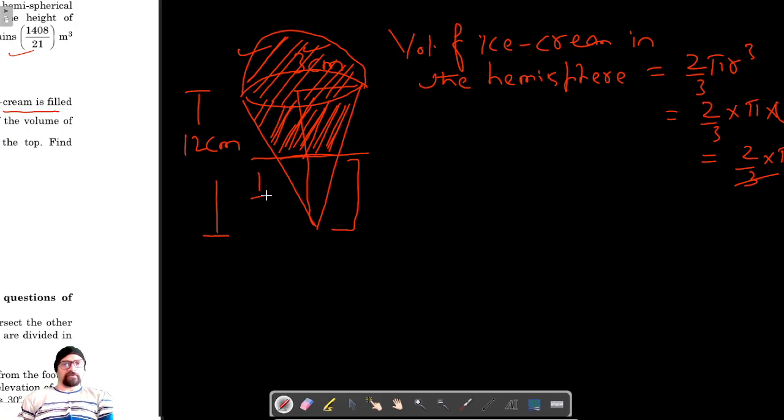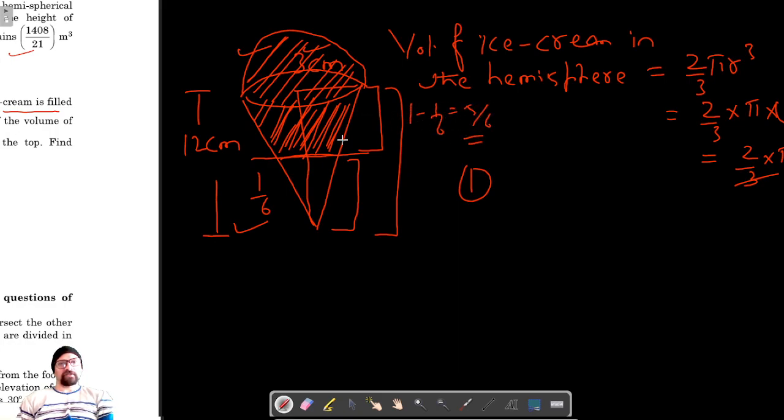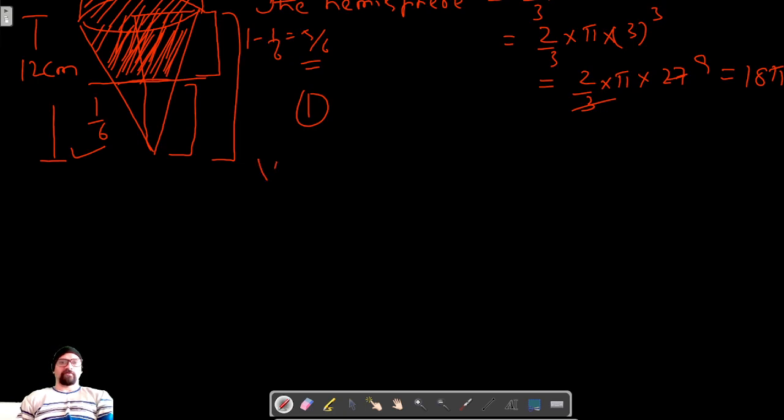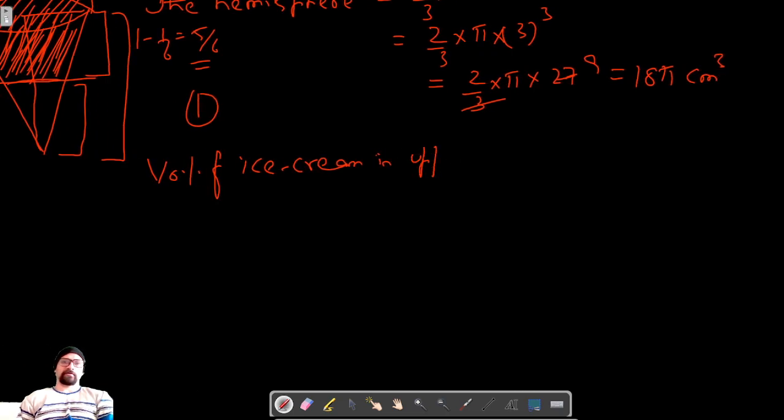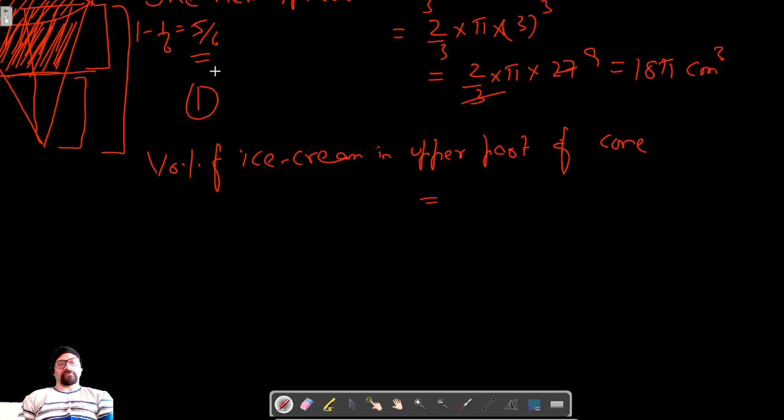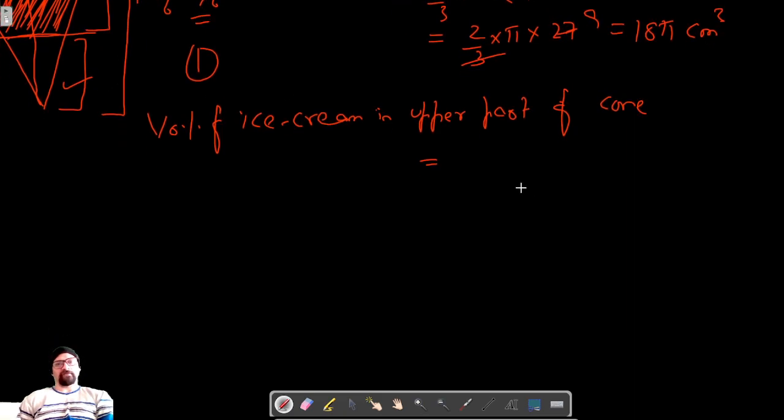Now let's move on to the volume. So this part is 1/6 of the volume of the cone. If this part is 1/6, so that means the whole is 1, and this part is 1 minus 1 by 6 is equal to 5 by 6. That is, the ice cream is in 5 by 6 part of the volume of the cone. So volume of ice cream in upper part of cone, because lower part is unfilled. If the lower part is 1/6, the upper part is 5/6.